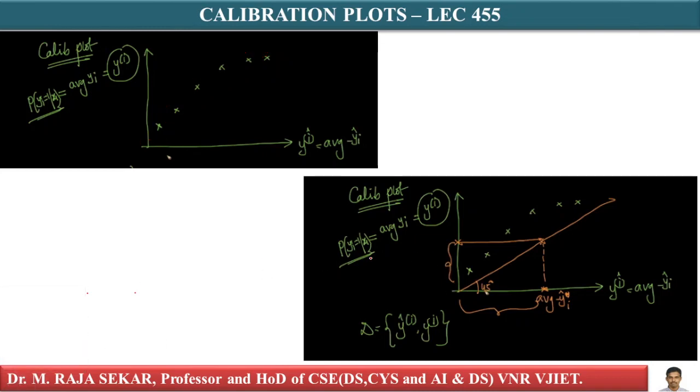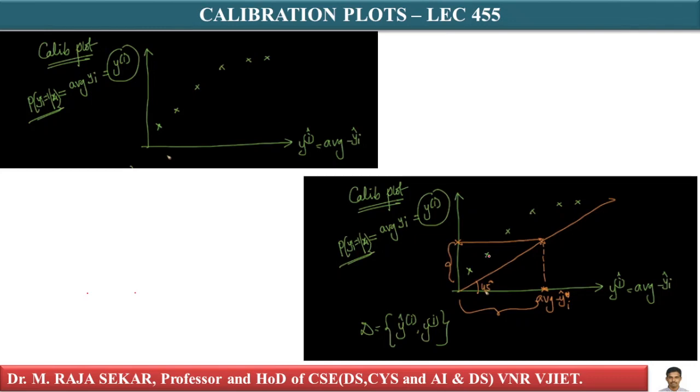Yes. Ideally, how should this look? Ideally, these points lie on the 45 degrees line. If this is 45 degrees, this is the 45 degrees line. Ideally these points must lie on the 45 degrees line, isn't it?